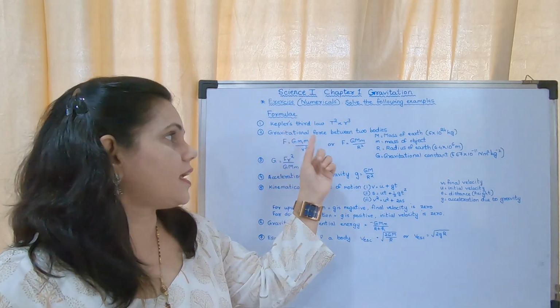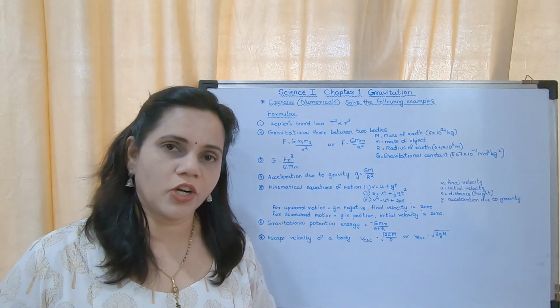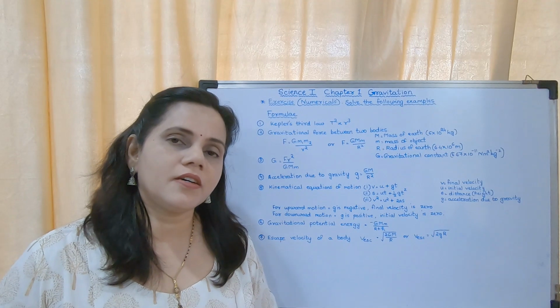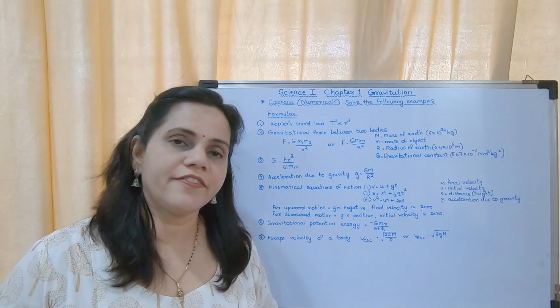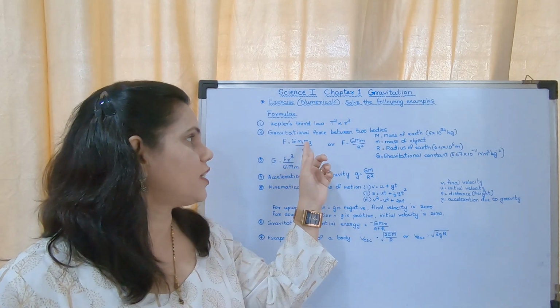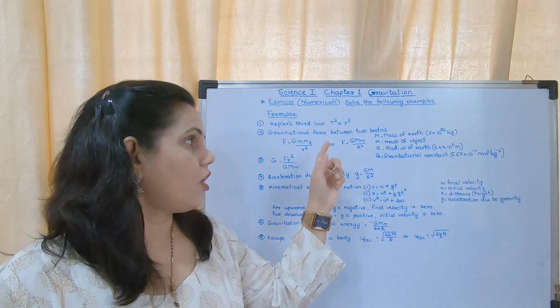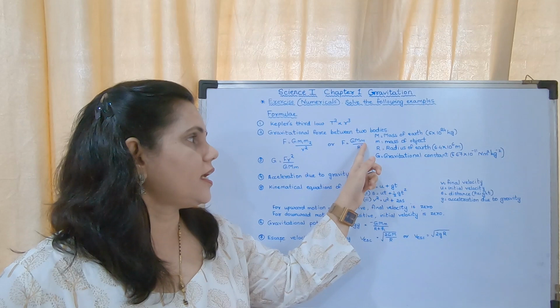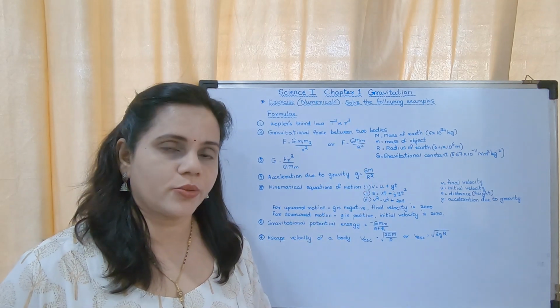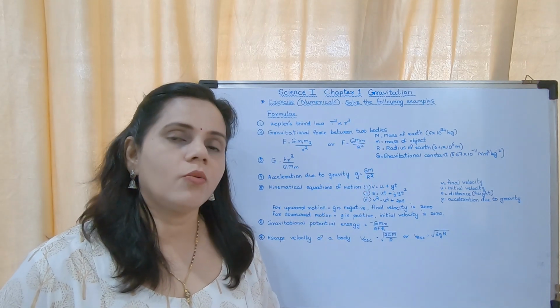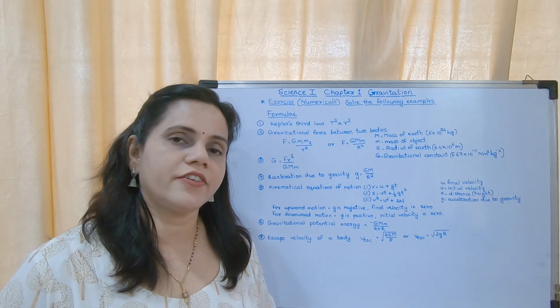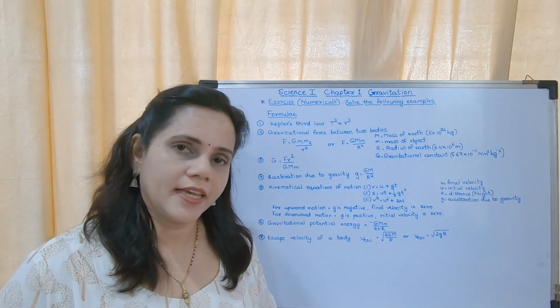Now the next one is gravitational force between the two bodies. Gravitational force between the two bodies, F is equal to G m1 m2 upon R square, or F is equal to G M m upon R square. Both are the same. What does F stand for? F stands for gravitational force here.